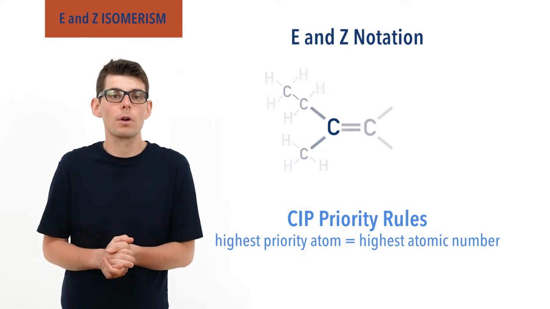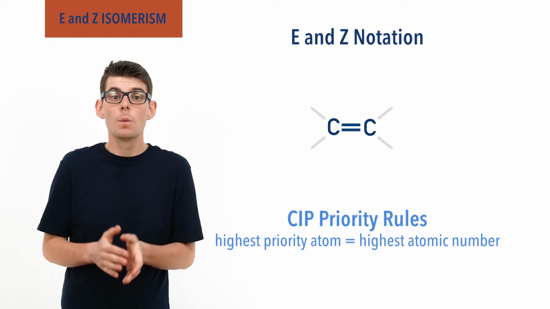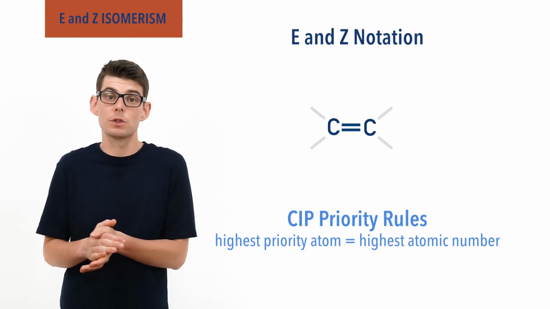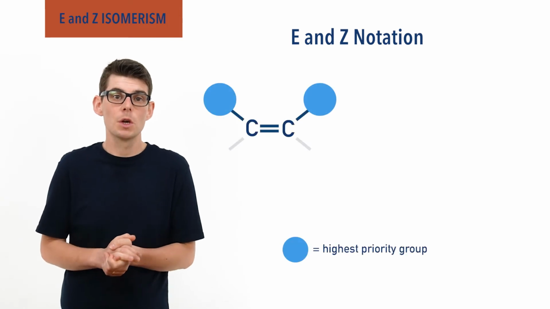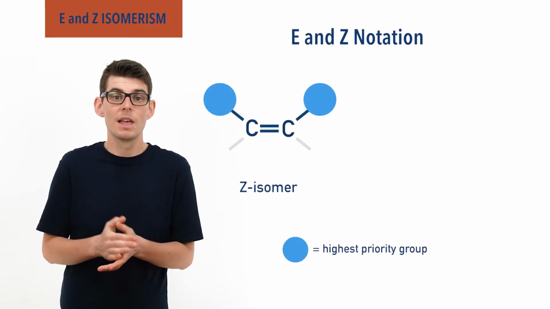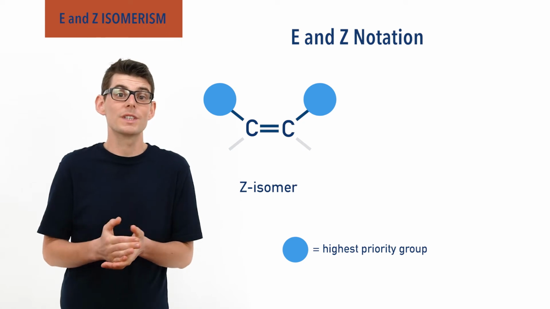Once each highest priority group is assigned on each carbon, we can now compare their orientation to each other. If both groups are on the same side of the double bond, we call it a Z isomer. Z comes from the German word for together.